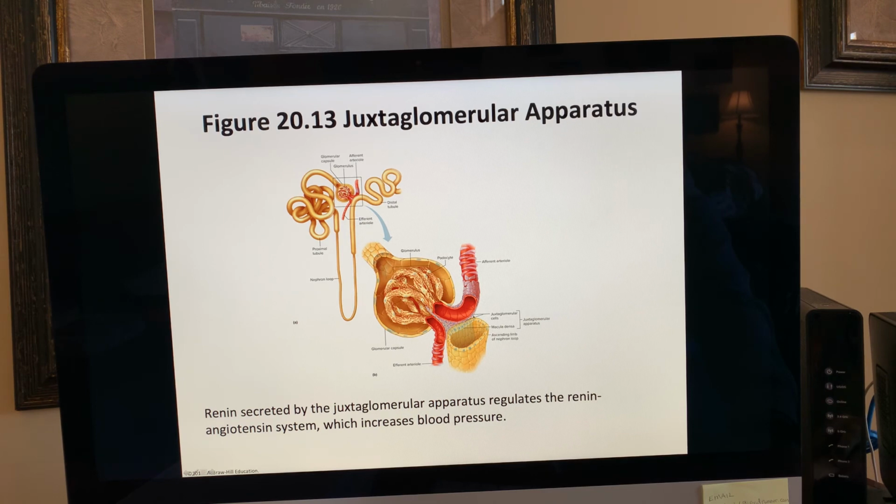So together, the macula densa cells of the distal tubule and the juxtaglomerular cells of the afferent arteriole make up what's called the juxtaglomerular apparatus, and they're responsible for the secretion of a hormone into the bloodstream called renin.